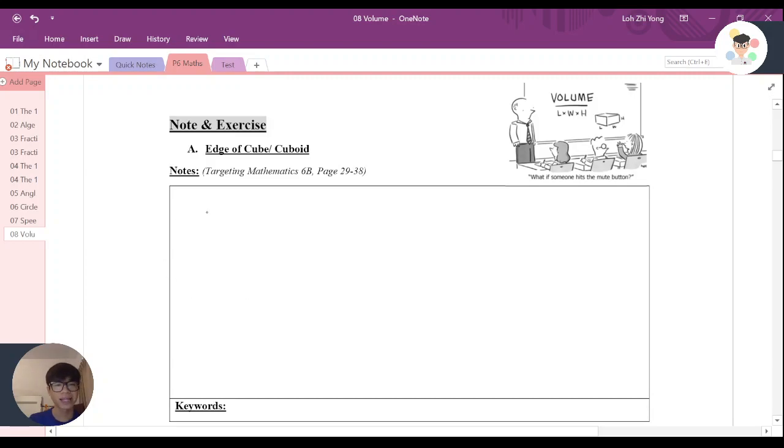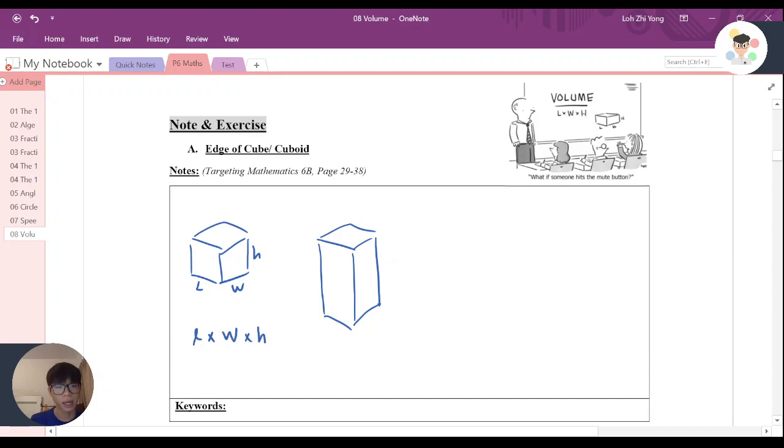Now, basically you need to understand that a cube is something like this, and a cuboid is something like this. Or of course it can be lying down or standing up. Now, edge of a cube. A cube is very interesting because we know that the length, the width, the height, length times width times height is equal to volume. This is a very basic thing.